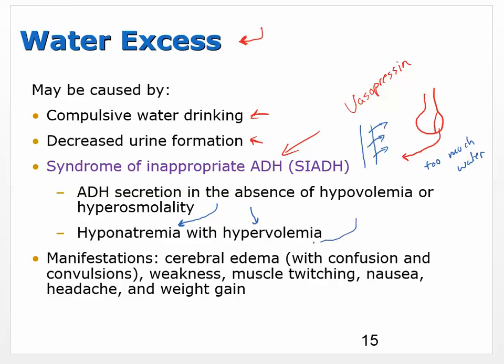So manifestations, there we have that cerebral edema, so swelling in the brain, confusion and convulsions can happen, weakness, muscle twitching, nausea, headache, weight gain. So we see a lot of neurological types of symptoms there.